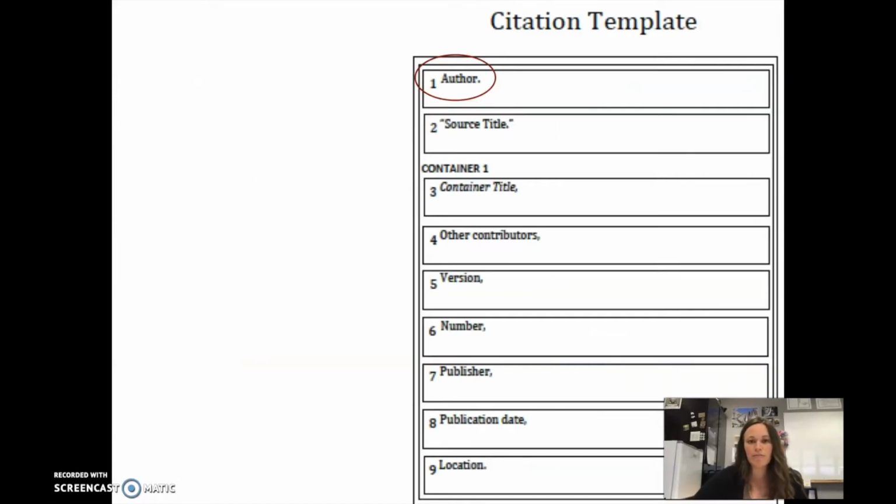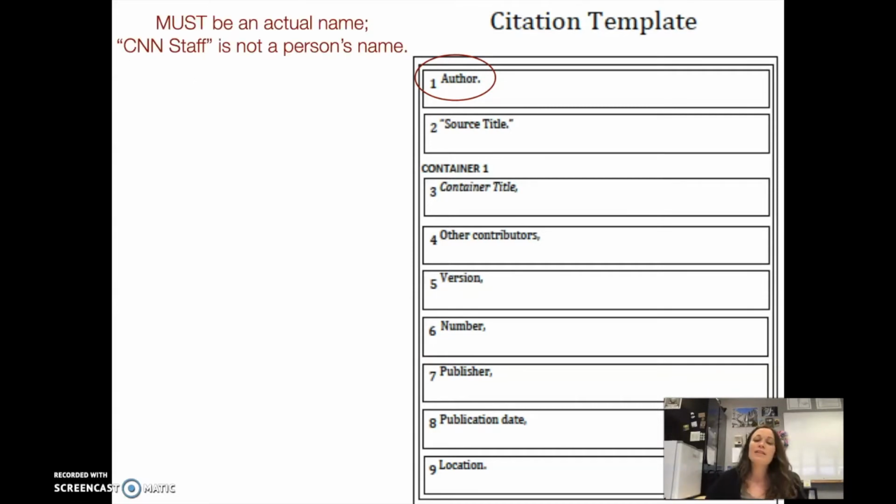I mean, that's pretty clear, right? It would be the author of the article or work. One thing that's important to note, though, is that it must be an actual person's name. CNN staff is not a person's name. Even if you're on the CNN website and it says published or written by CNN staff, CNN staff is not a person's name, and so it does not count as the author. You need to actually have a person's name in this. If you do not have an author, an actual person's name, then please just leave it blank. Okay, if you don't have a person's name, leave it blank.